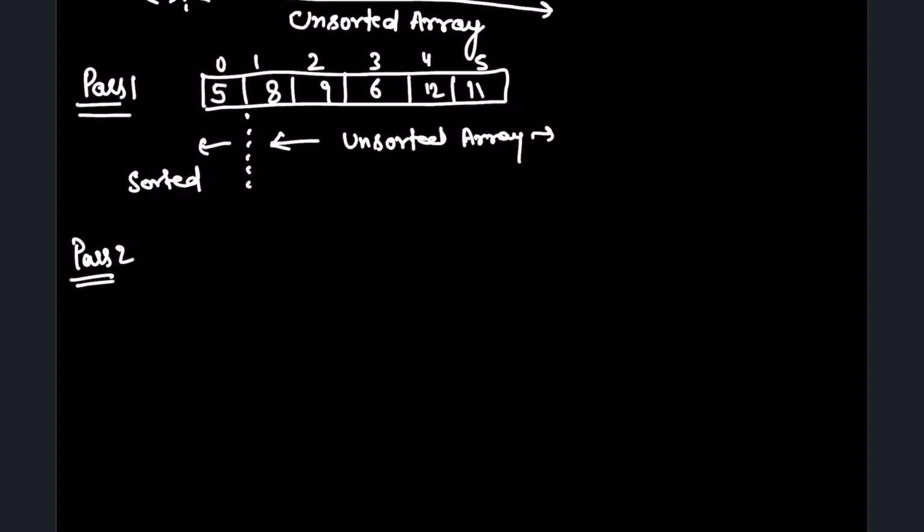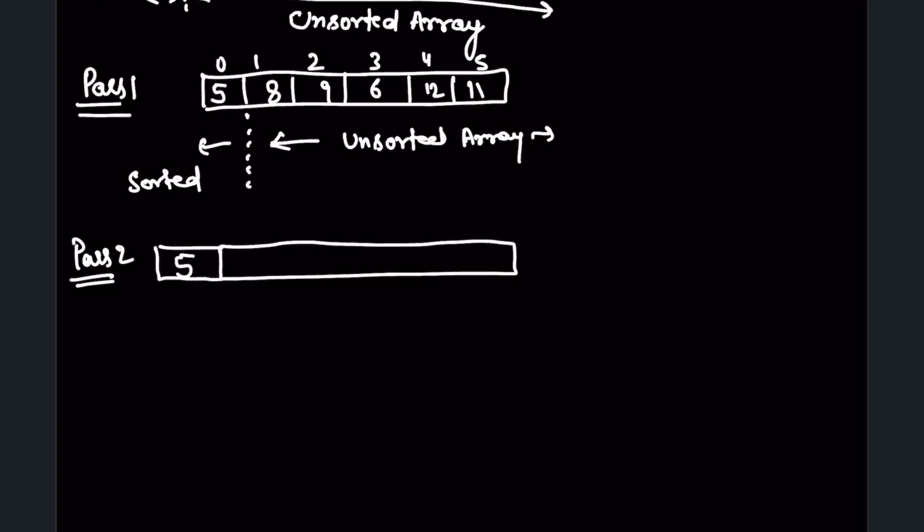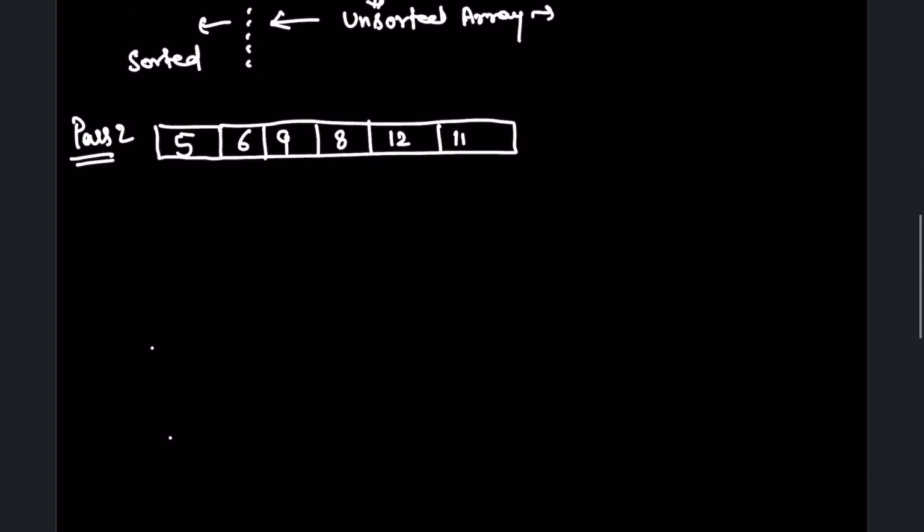So this element is already sorted, and here the minimum element is 6. Then we will move this 6 to the position of the 8, and we will swap this 8 to the position of 6. So now our new array is this. So now we got 2 elements as sorted in the second pass, and the remaining array is again the unsorted array.